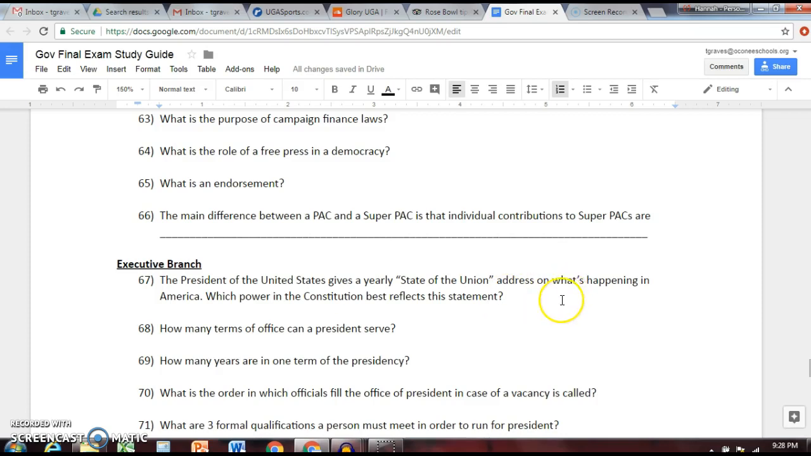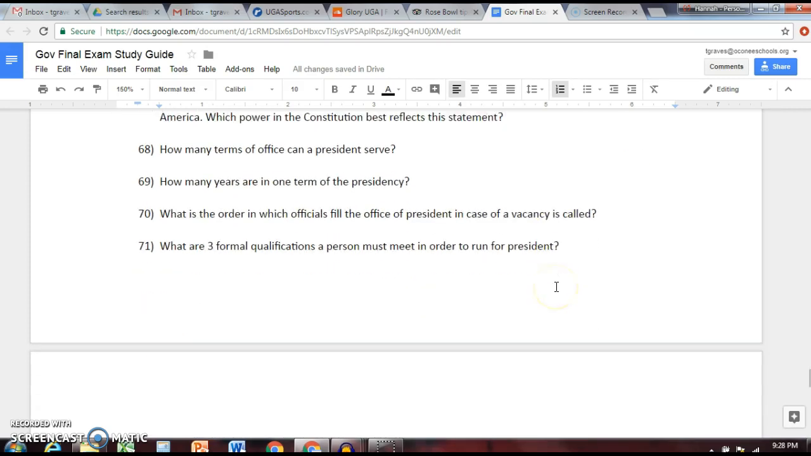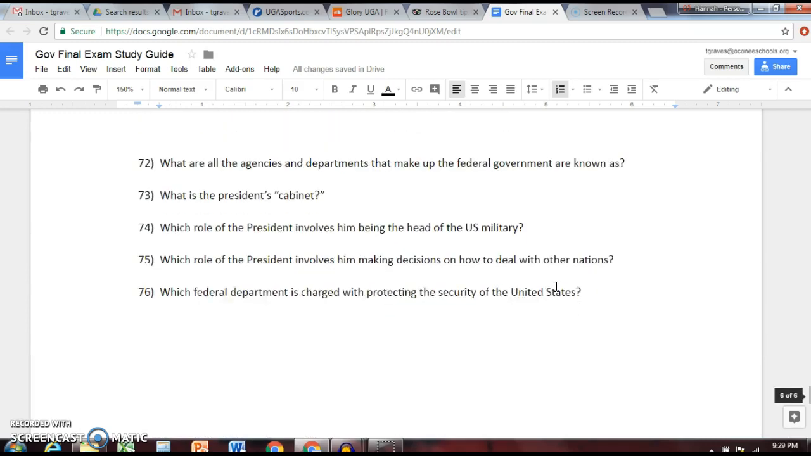Number 70, it's the line of succession. So if the president dies, there's a line of succession. There's a list of people that would then become president. It would be the vice president, speaker of the House, president pro tempore, and on down the list. To be president, there's a couple formal qualifications. You have to be at least 35 years old. You have to be born in the United States, and you have to be someone who's lived in the United States for a significant amount of time.